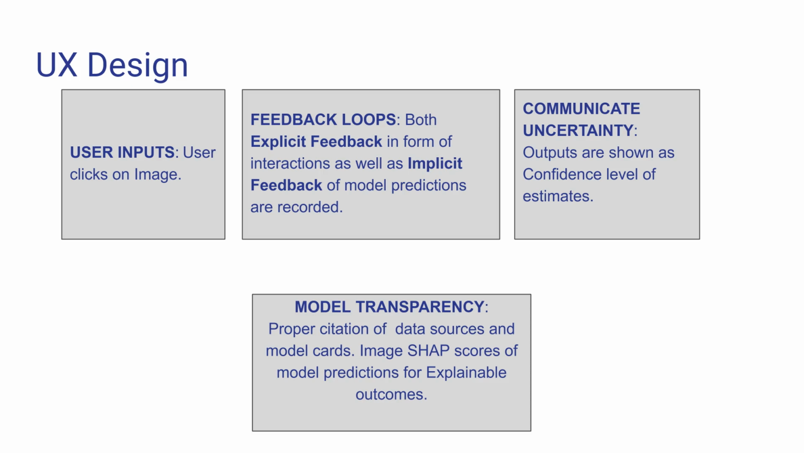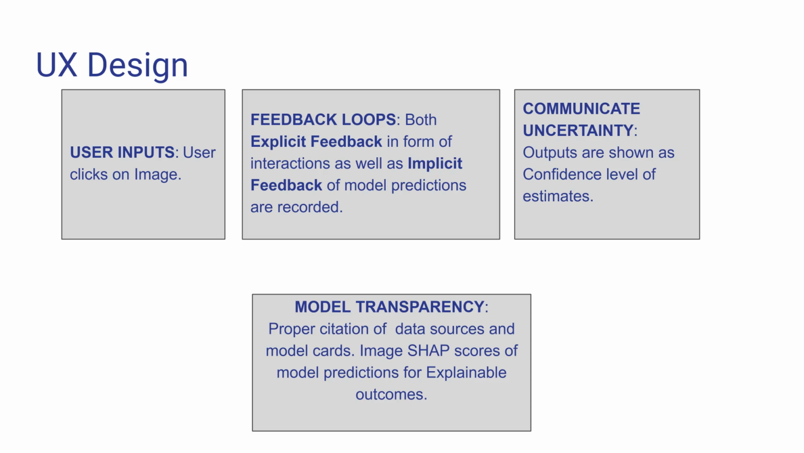Now let's talk about UX design. Here the user inputs are clearly the image that the user will click on. The feedback loop will be in the form of explicit feedback that we just discussed, using the thumbs up and the thumbs down. Implicit feedback would be the correct predictions which are being recorded when the user does not press thumbs down.